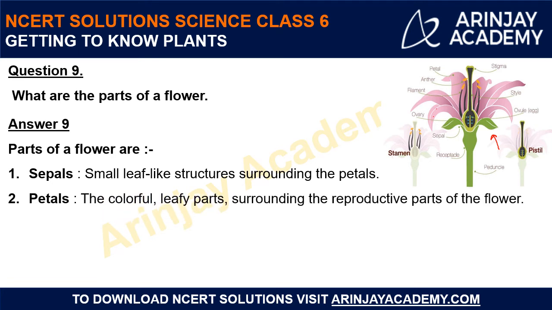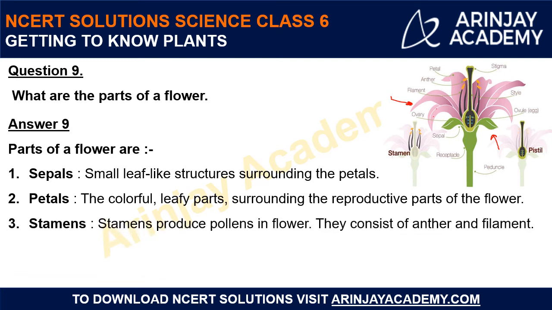The second part is called petals. The colorful leafy parts, which again you can observe here, are light pink in color. So you can observe that these are colorful. They also appear to be leafy-like structures, and they surround the reproductive parts of the flower. This is very important: the stamens and pistils, which we will see just later. These two parts are surrounded by the petals. These are the reproductive parts of the flower, and thus they surround them. These are called petals.